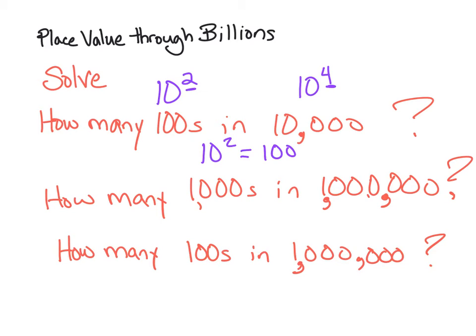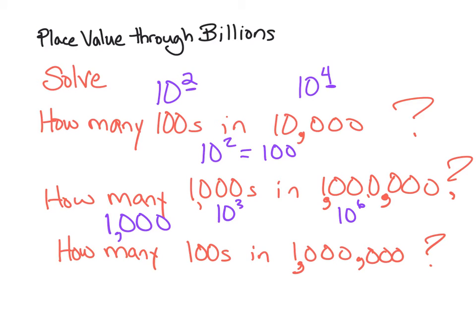If you look at the next one, how many 10,000s in a million? Well, how many thousands in a million? Thousands is the same as 10 to the third. A million is the same as 10 to the sixth. So the difference between the exponents, one of them is a 6 and one of them is a 3, is a difference of 3. So that means our answer has to be a 1 with 3 zeros. So there would be 1,000 thousands in a million.